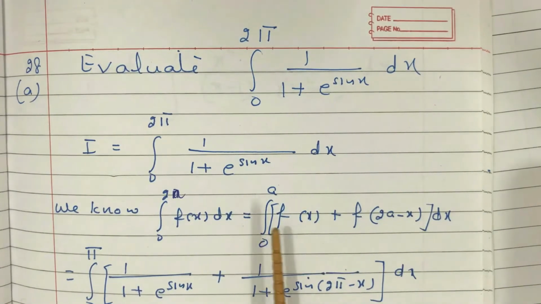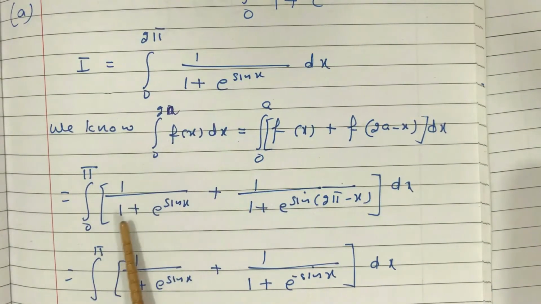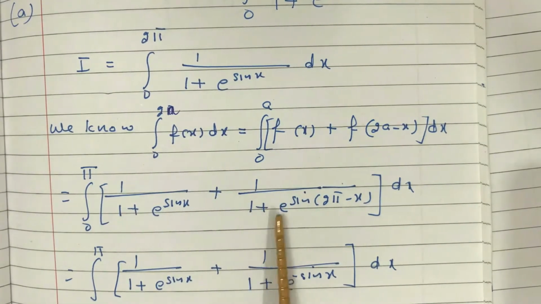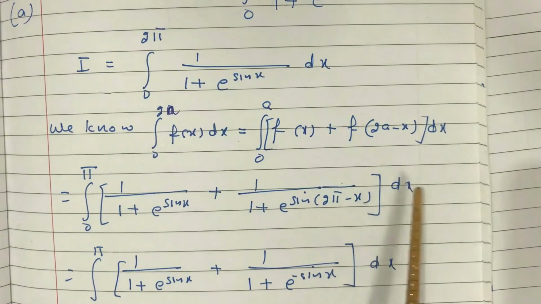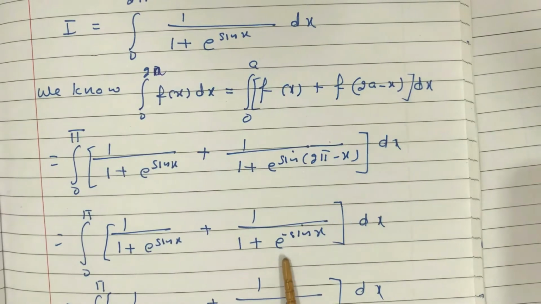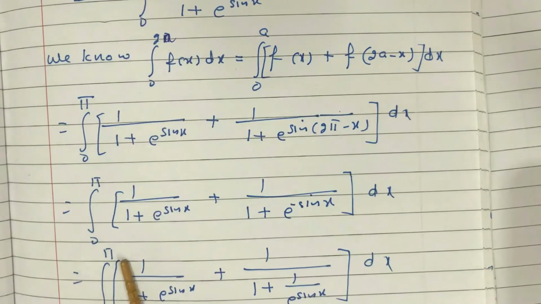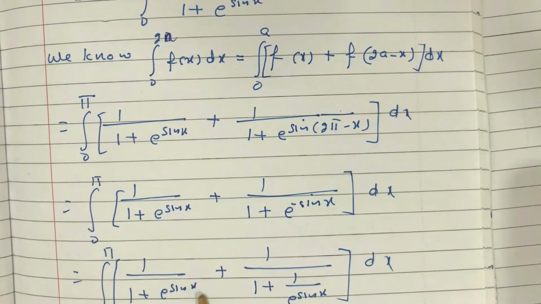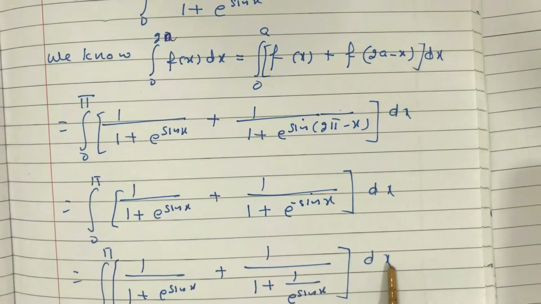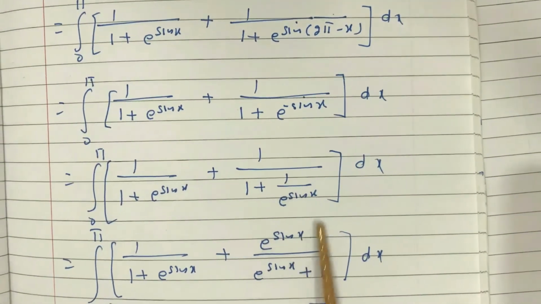We know this. And according to this, this thing can be written as integral 0 to pi of 1 upon 1 plus e raised to power sin x, plus 1 upon 1 plus e raised to power sin(2 pi minus x) dx. And this thing can be written as 1 upon 1 plus e raised to power minus sin x. And this is equal to integral 0 to pi of 1 upon 1 plus e raised to power sin x plus 1 upon 1 plus 1 upon e raised to power sin x dx. Take the LCM of it.